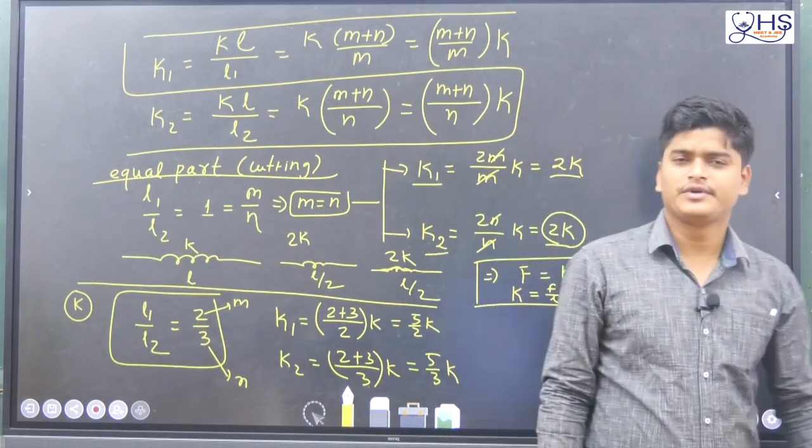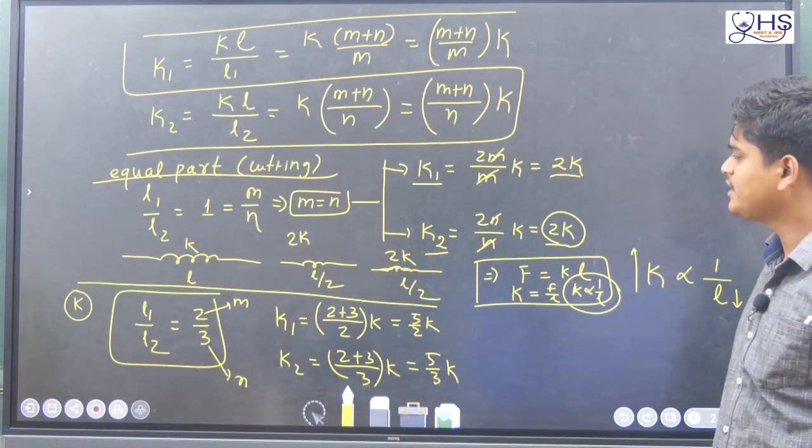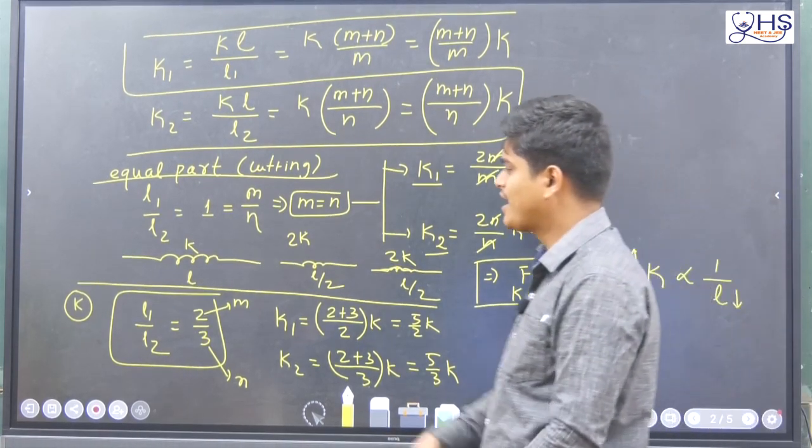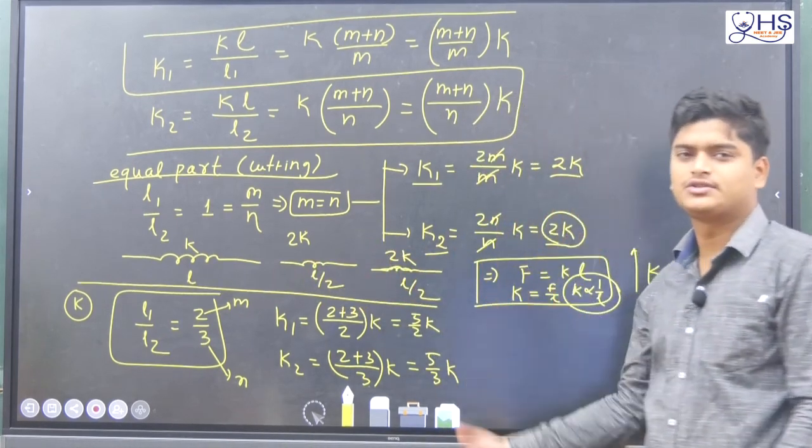Now, next we will be solving some questions based on this spring cutting, and we will try to understand there also. Okay, so for 3 types of cutting, that means one spring, but you are cutting in the ratio 1:2:3.